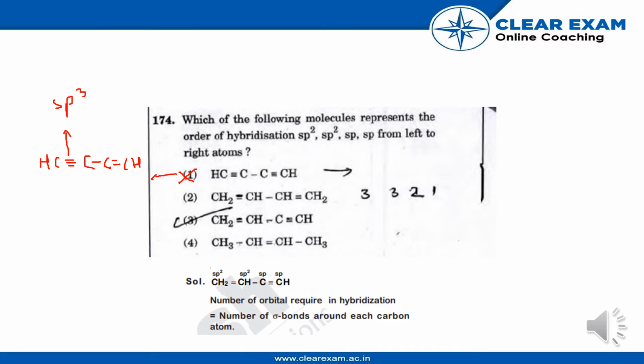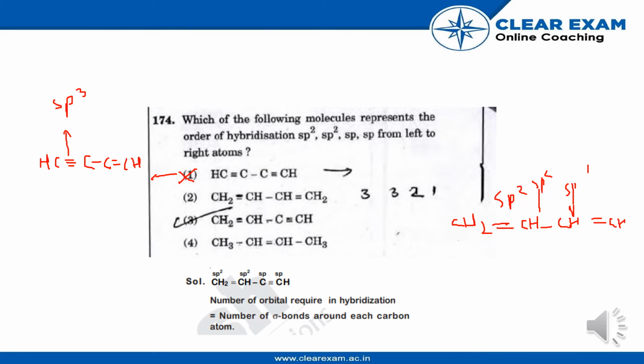For the second option we have CH2 double bond CH, and that is sp2 hybridization. Then we have a single bond, this is also sp2 hybridization. For this we have sp1 hybridization, and now the following we have a double bond.